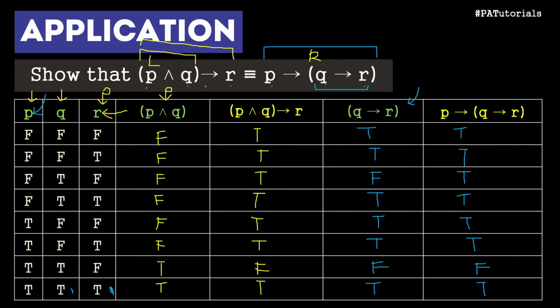Okay? So, if mapapansin nyo, yung left-hand side natin, which is this statement, at yung right-hand side natin, which is this statement, has the same truth values. Okay? Ibig sabihin lang nun, logically equivalent sila.